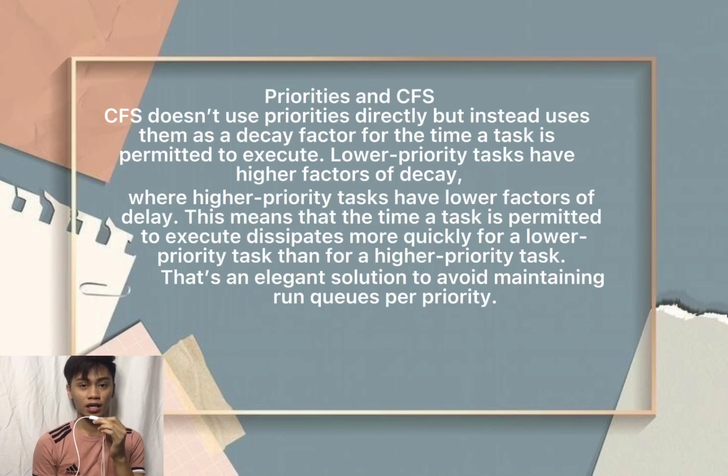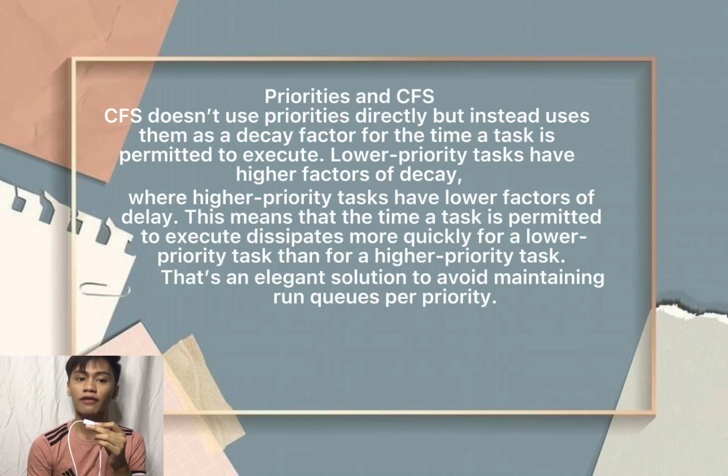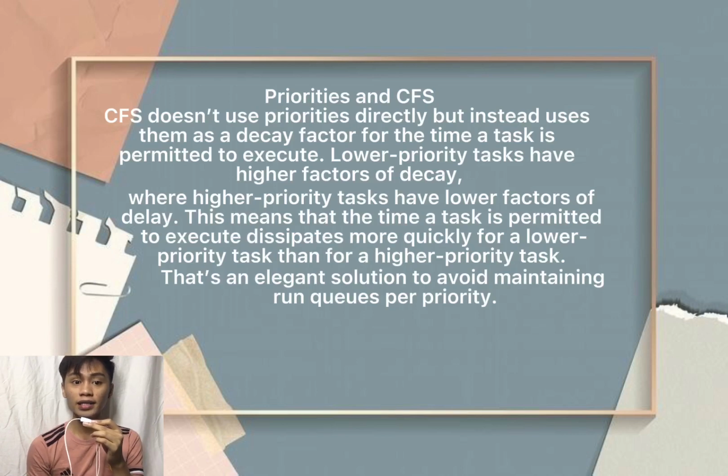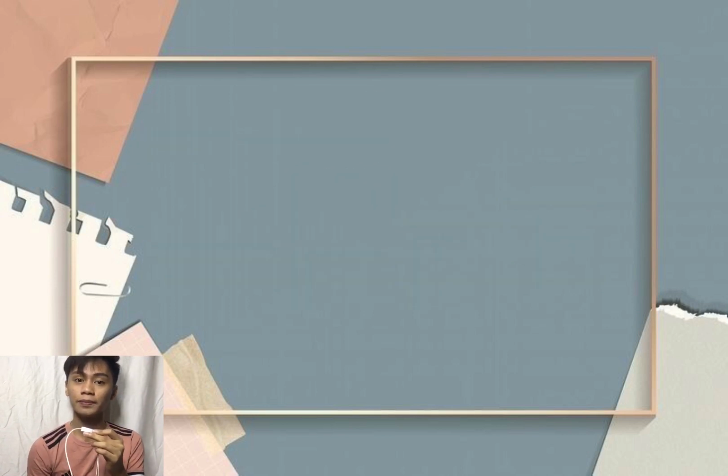Priorities and CFS. CFS doesn't use priorities directly, but instead uses them as a decay factor for the time a task is permitted to execute. Lower priority tasks have higher factors of decay, whereas higher priority tasks have lower factors of decay. This means that the time a task is permitted to execute dissipates more quickly for a lower priority task than for a higher priority task. That's an elegant solution to avoid maintaining run queues per priority.